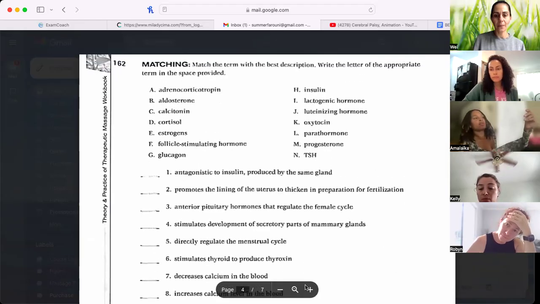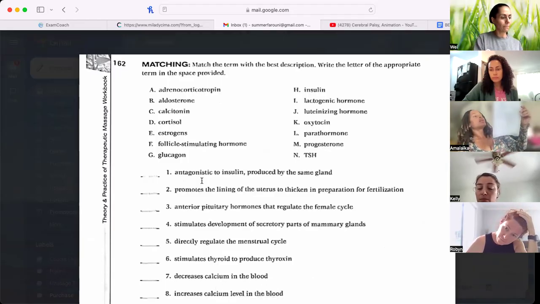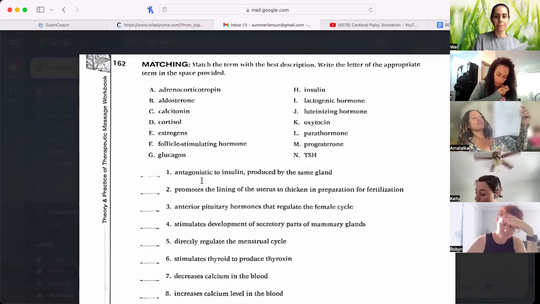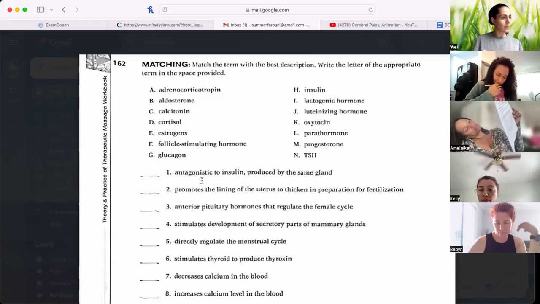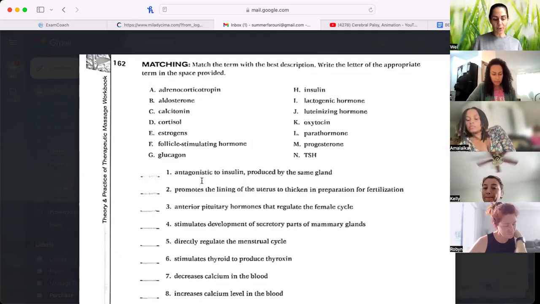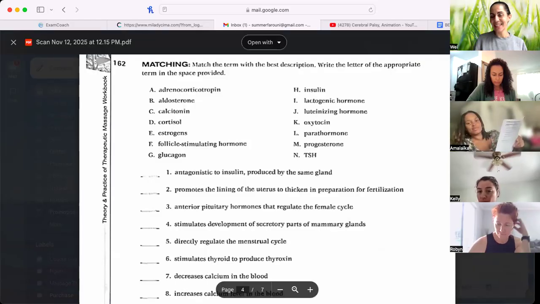I have a question. Number 2 promotes the lining of the uterus to thicken in preparation for fertilization. Oh, is that like follicle stimulating hormone? We're going to go through them in a second. Let's start with number 1, this way we have everything in order. Okay, so we did all of these. We did great. And I'll leave that number 1 for you. Number 2, okay? So let's start with number 1.